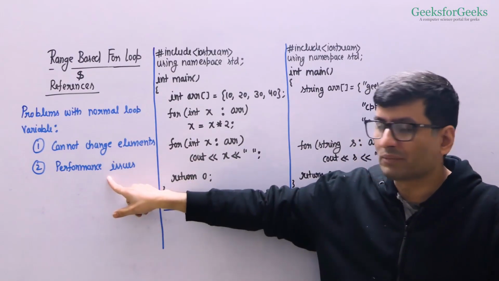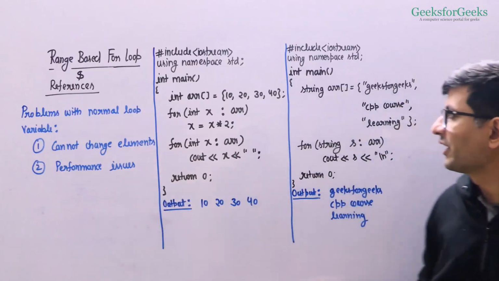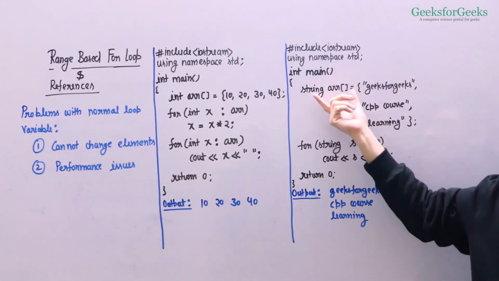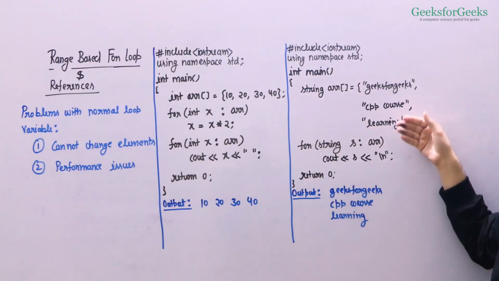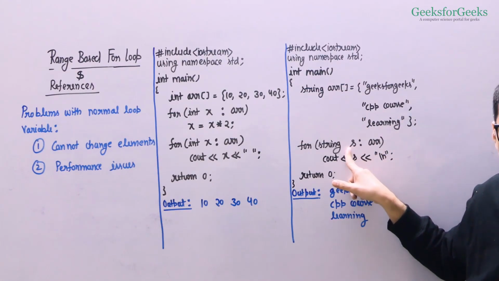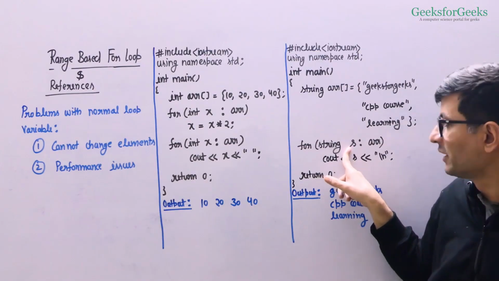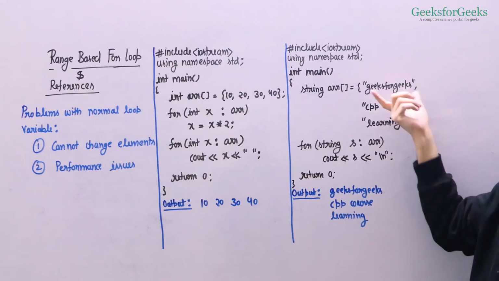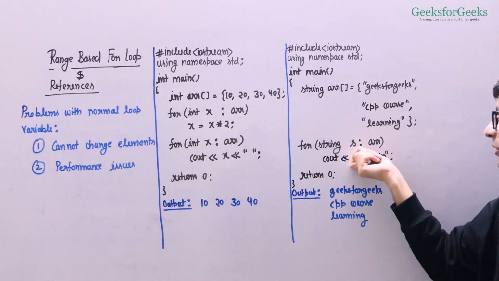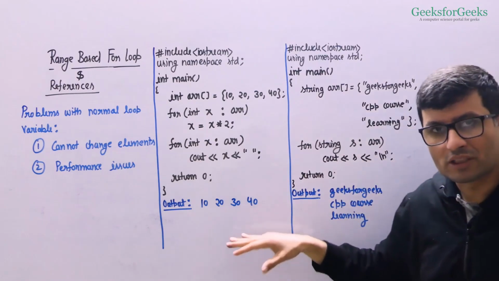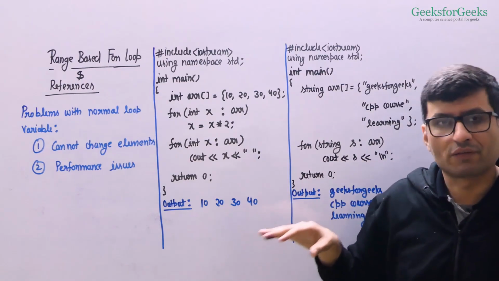The second problem is performance issues. If your container contains large elements, for example, if you have an array of strings, what will happen? Every string will be copied to the string variable s one by one, right? Which is a performance problem. If we are traversing the array of strings this way, then first this will be copied to s, then this will be copied, then this will be copied, right? So these two problems can be solved with the help of references again.